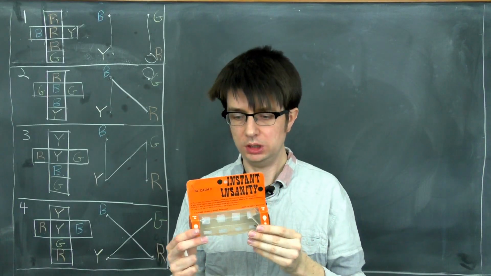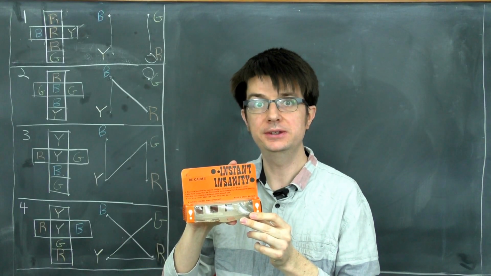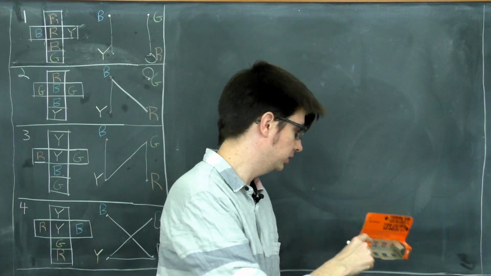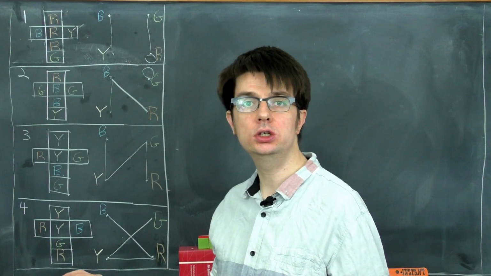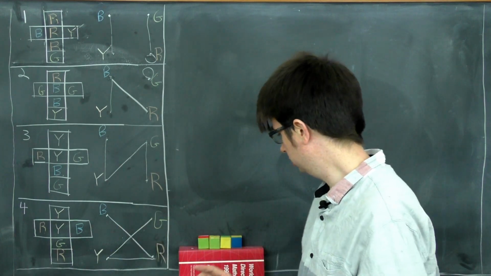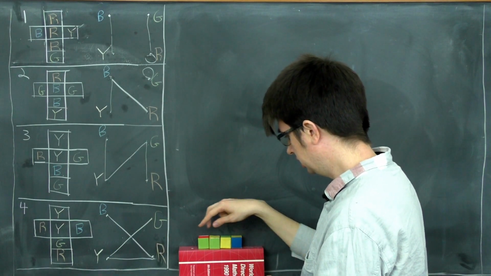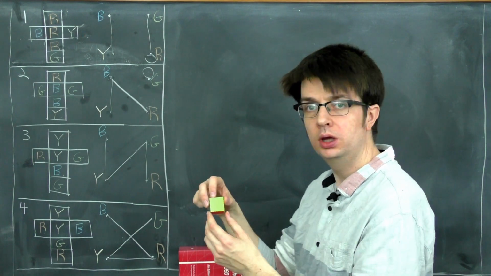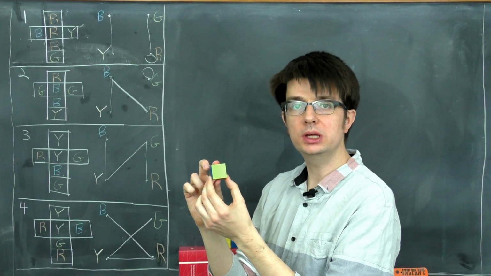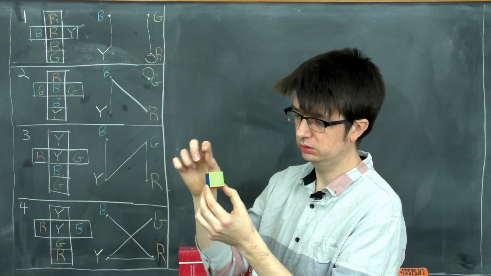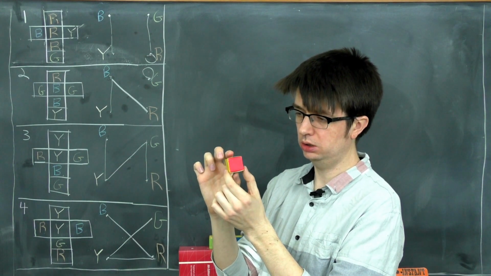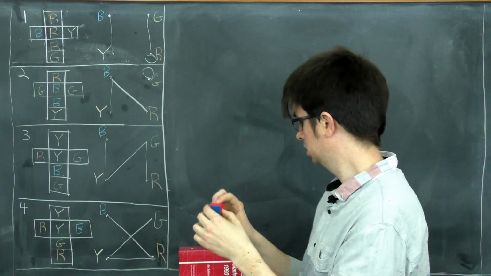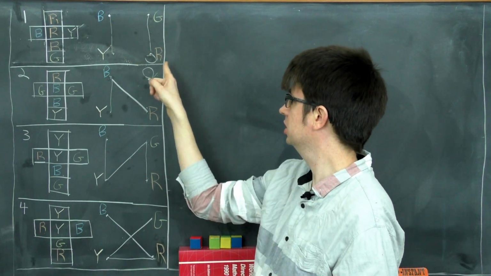So in this video, I'm going to show you how to solve the instant insanity puzzle, which is also known as the 4 cubes puzzle sometimes. And the solution is going to use some graph theory. If you recall how the puzzle goes, there are 4 cubes, and each face of each cube is colored one of 4 colors: green, red, yellow, or blue, which I've labeled B, G, R, Y.